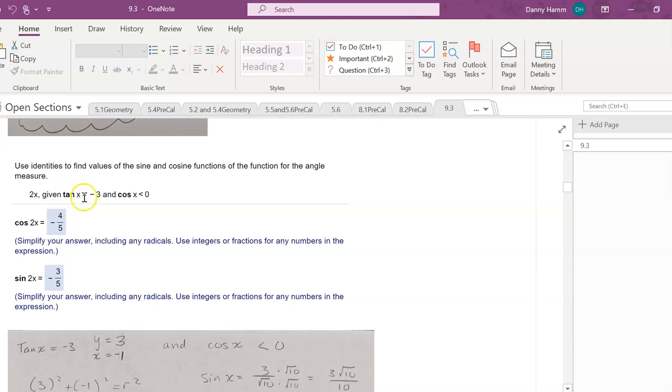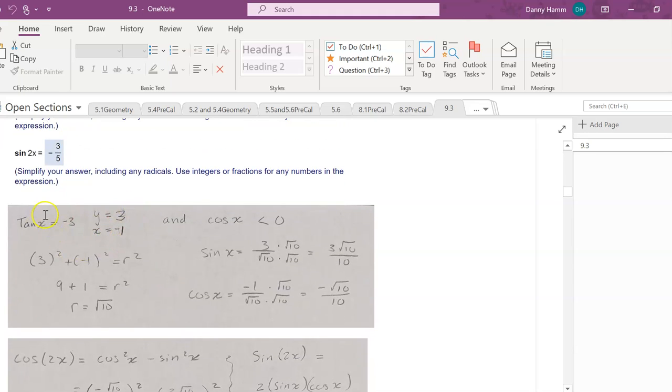In this next one, we're given tangent is equal to -3. We're told that our cosine is less than 0, or negative. So we use this given information, which we know is sine over cosine. Since I know cosine is negative, I know that the y is positive 3 and the x is -1. So we need to find out what our r is in order to write both of these ratios for sine and cosine of x.